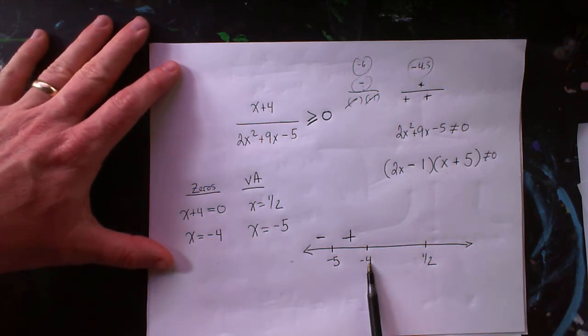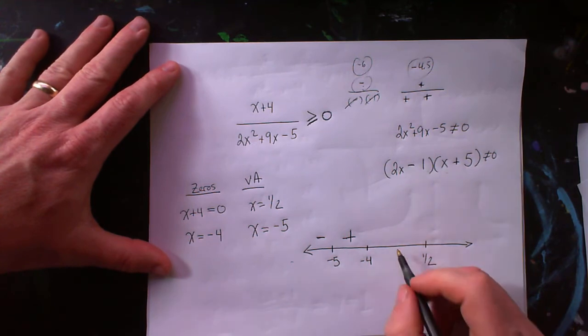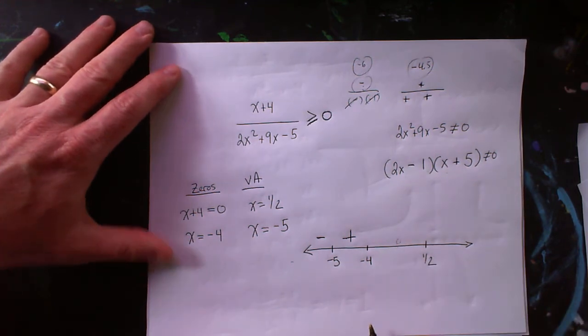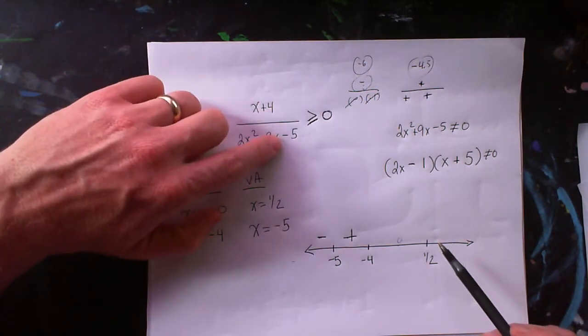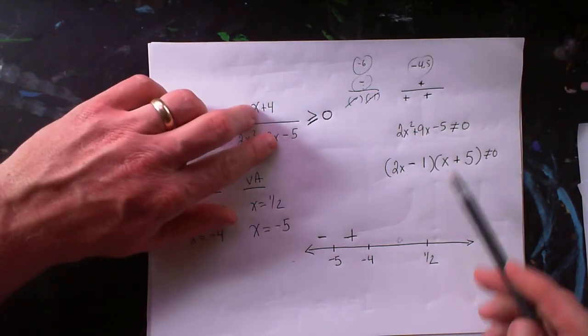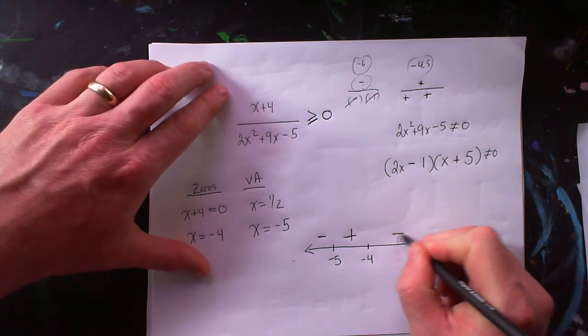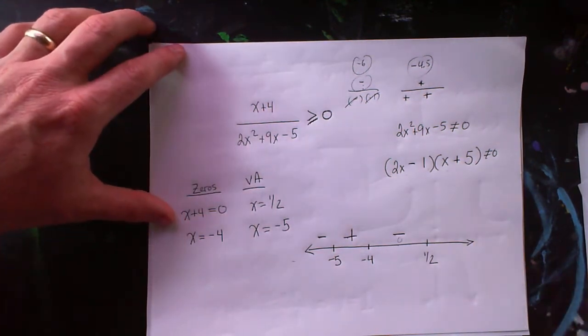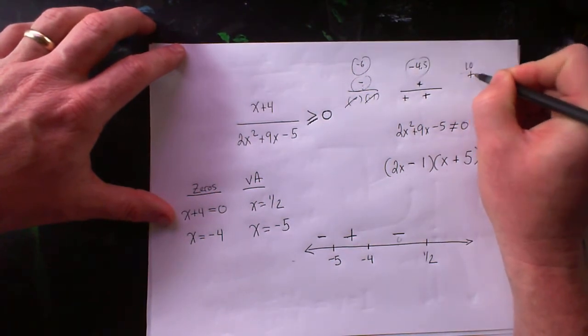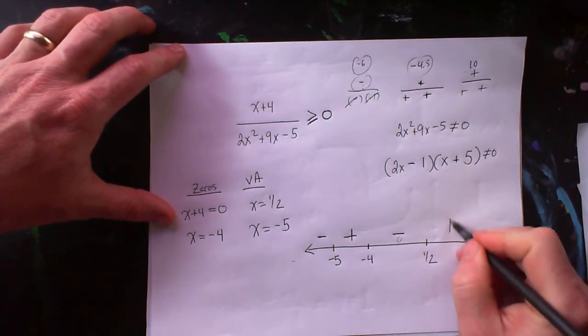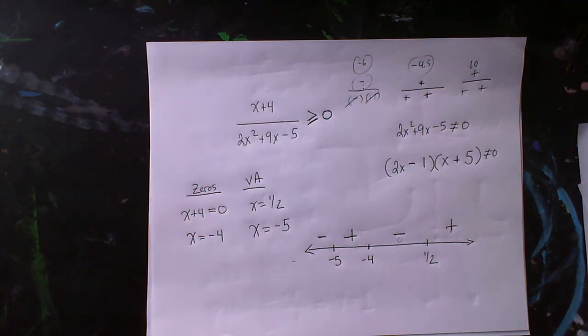I plug in a value in between negative 4 and 1/2. Easiest value, if I plug in 0, I get 4 in the top, negative 5 in the bottom. Everything just zeroes out. So that is going to be negative. If I plug in a large number, everything's going to be positive. So if I plug in 10, I have positive, positive, positive. So there's a plus. So now this is called a sign line.